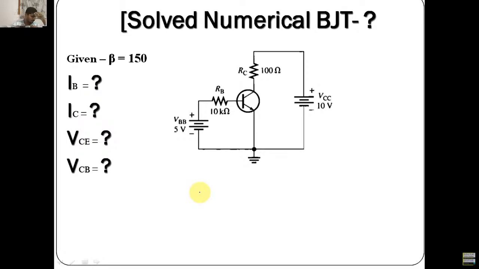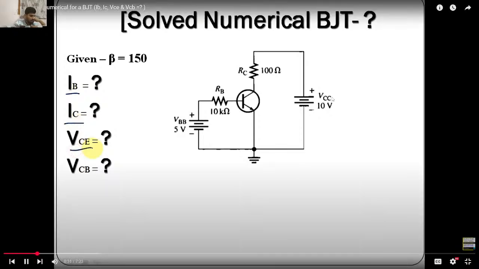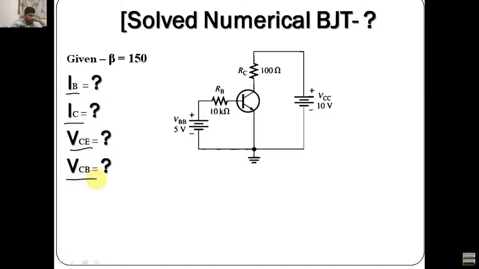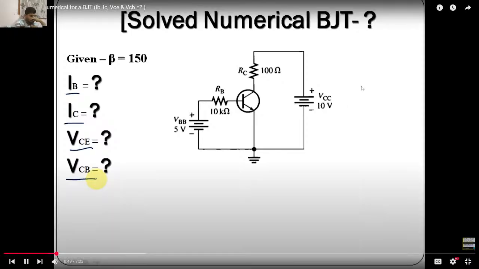So here we have to find the value of IB, we have to find the value of IC, and we have to find the value of VCC, VCE, and we have to find the value of VCB. Okay, so you already know the value of beta, which is basically nothing but the current gain, right? So let us quickly solve this numerical, right? So let us first find the value of IB.